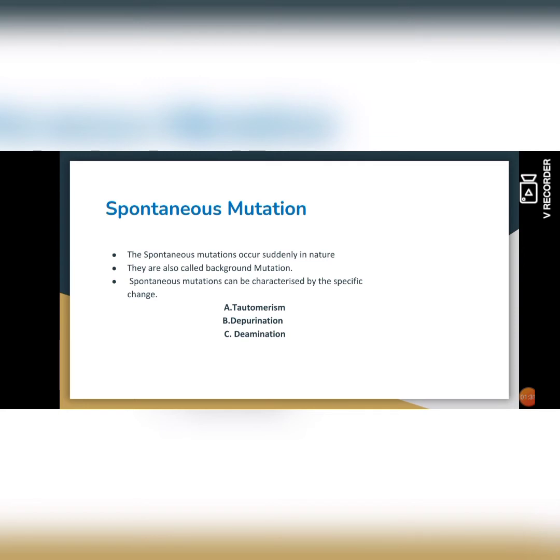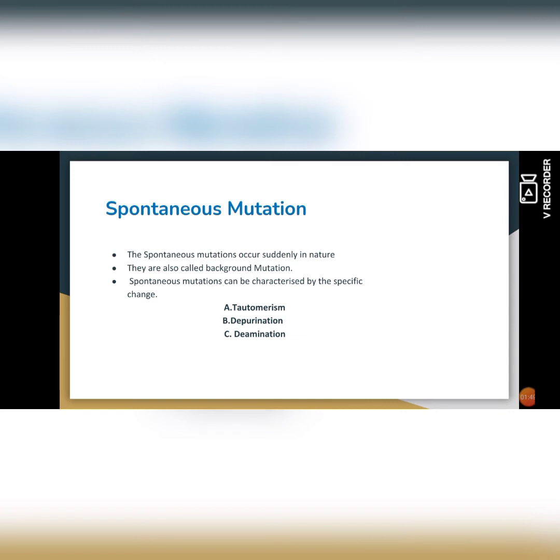they are also called background mutations and have been reported in many organisms such as Oenothera, maize, molds, bacteria, mice, and human beings. It occurs through three effects: tautomerism, depurination, and deamination.